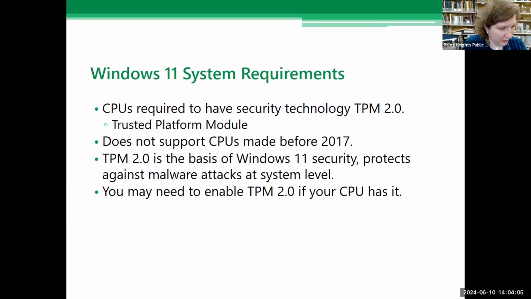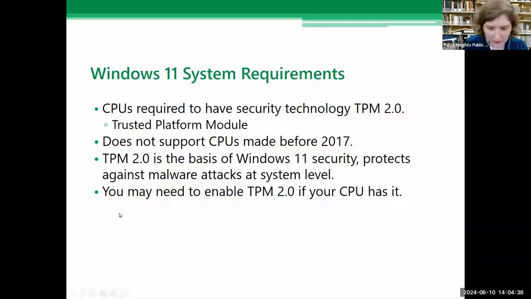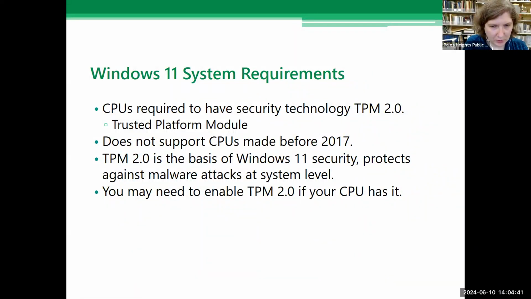So a quick overview of some system requirements for Windows 11. Your computers or CPUs are required to have security technology TPM 2.0, which stands for Trusted Platform Module. A lot of CPUs that were made before 2017 unfortunately will not be supported with Windows 11. TPM 2.0 is the basis of Windows 11 security and helps protect the computer against malware attacks. You may have to enable TPM 2.0 if your CPU has it, but we'll go over how to do that.